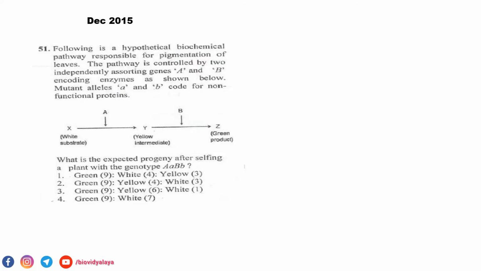This is the question from December 2015. Following is a hypothetical biochemical pathway responsible for pigmentation of leaves. The pathway is controlled by two independently assorting genes A and B encoding enzymes as shown below. Mutant alleles a and b code for non-functional proteins. So this is the pathway. What is the expected progeny after selfing a plant with the genotype capital A, small a, capital B, small b?